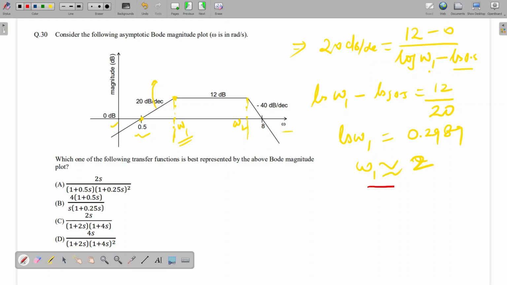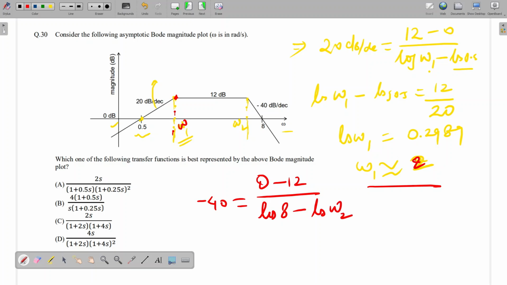Omega 1 I have calculated from this slope, because we don't know this corner frequency. So from this data we have to calculate. Omega 1 I have calculated as 2. Similarly, we can apply this here. So minus 40 should be equal to 0 minus 12 divided by log 8 minus log omega 2. Is this calculation clear to all? First one, omega 1 value.